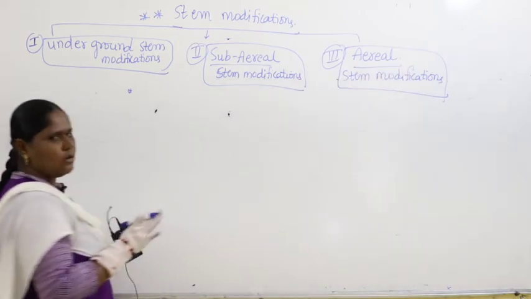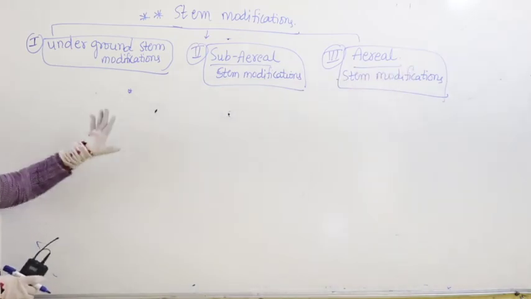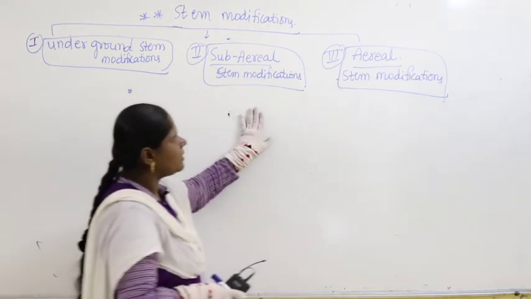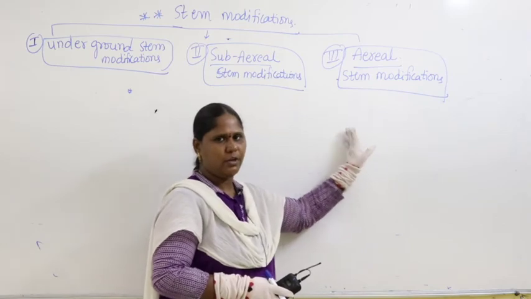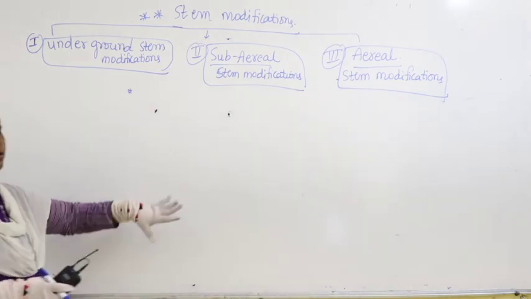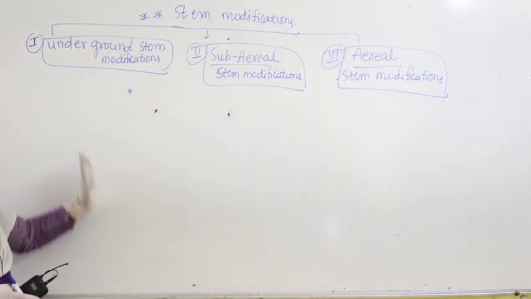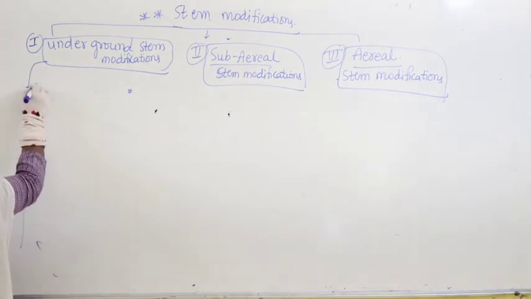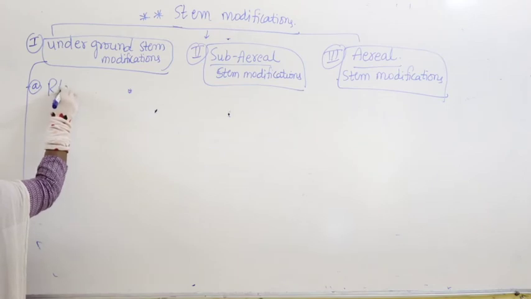Take the horizontal page, write all three categories. What's the first category? Underground stem modifications, subaerial stem modifications, aerial stem modifications. Write down the flow chart on a horizontal page and start writing the subcategories. What are the four categories we studied? First one is rhizome.